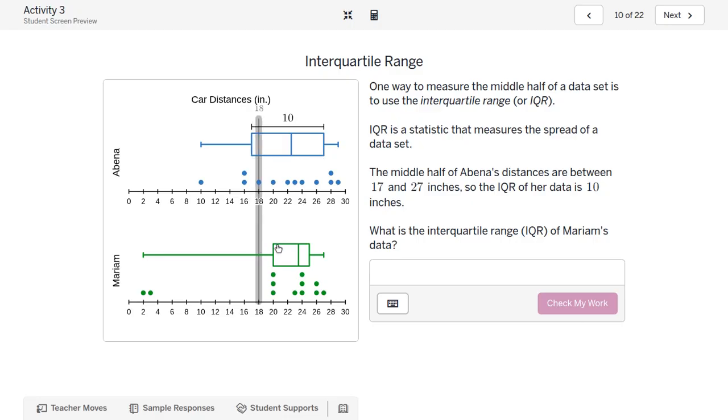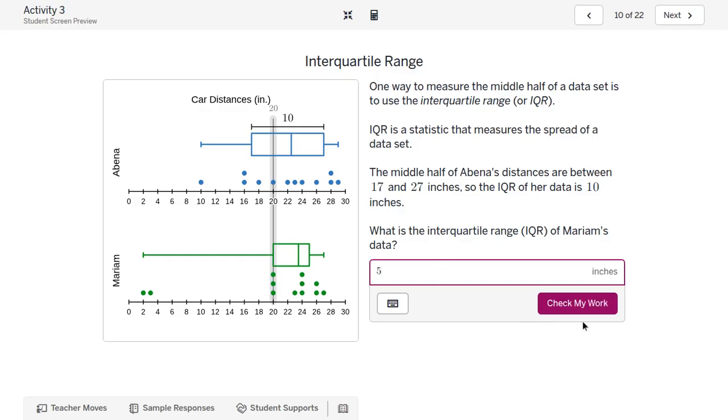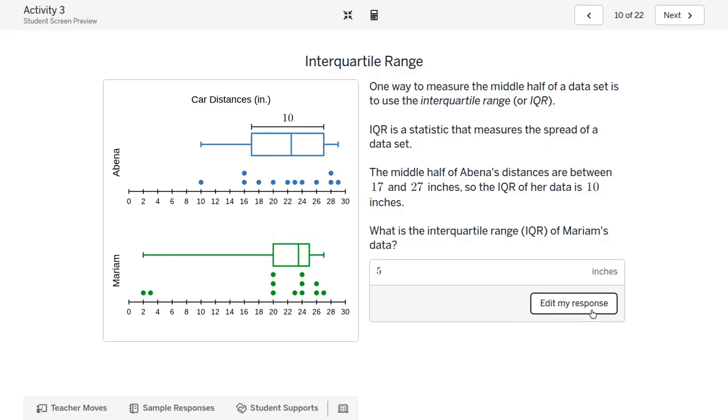So for example, looking down here at Miriam's, I would go to the rightmost side, which is at 25, and then subtract it from the leftmost side, which is 20. So 25 minus 20, I should have an interquartile range of 5. And as we go in there, have it check the work, it should show us that we are correct. So take the right side of the box, subtract it from the left side of the box to find the length or width of that box in the middle.